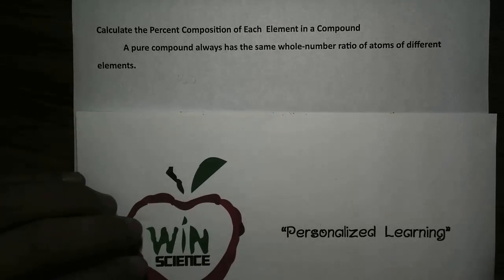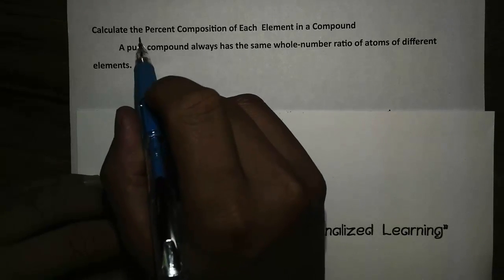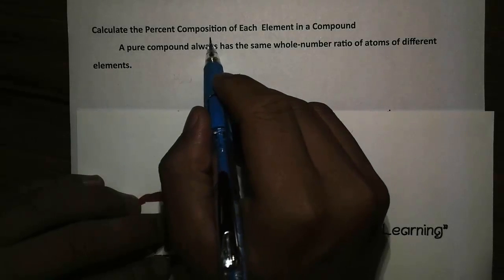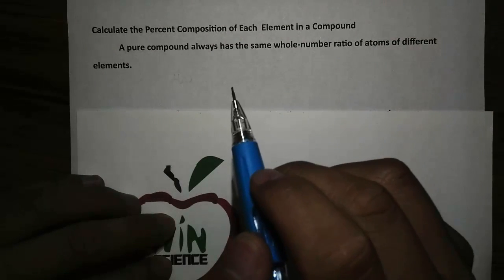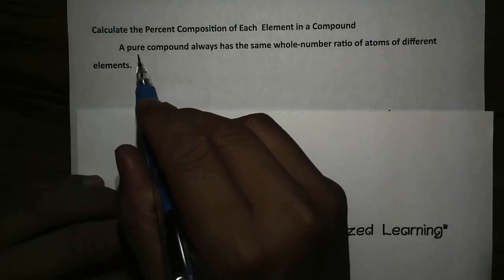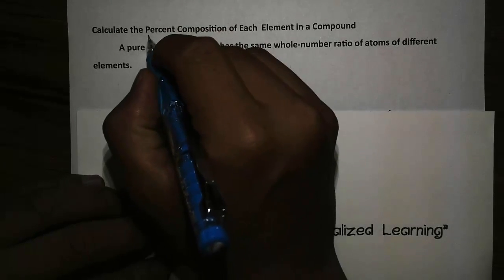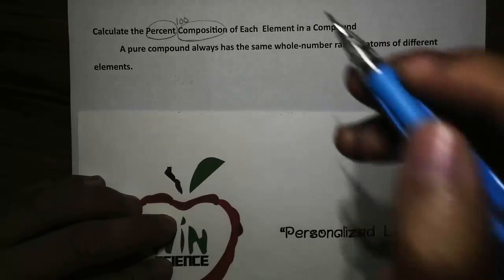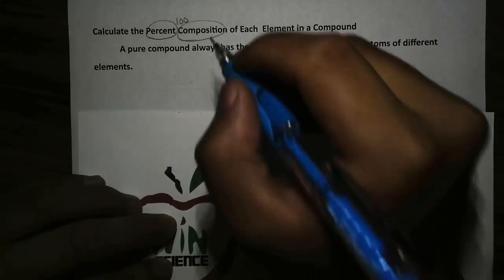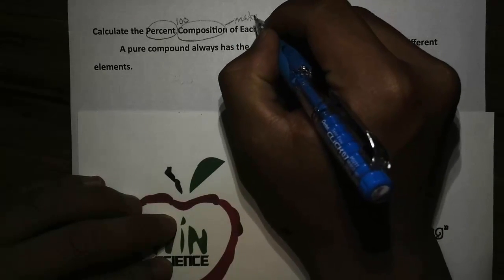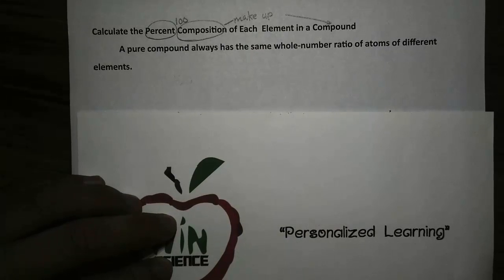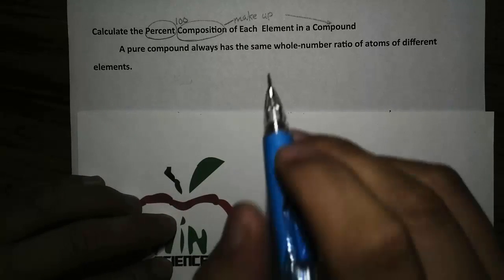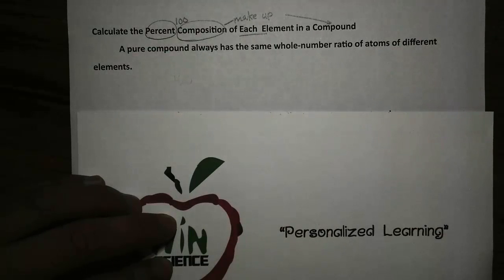In this video, we are going to learn how to calculate the percent composition of each element in a compound. First of all, let's define what percent is. Percent is our way of saying out of 100. And what is composition? Composition of a compound is basically the makeup of a compound. Since we are looking for the percent composition of each element, we are looking specifically at each of the elements in the chemical formula that represents a compound.